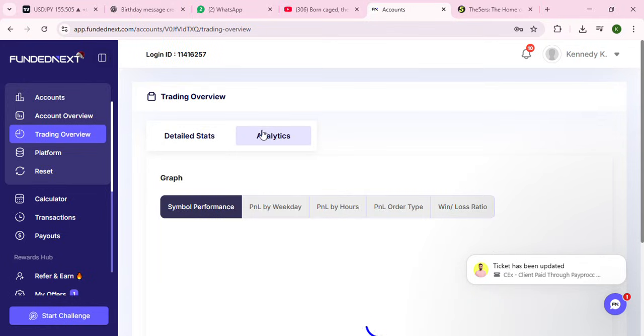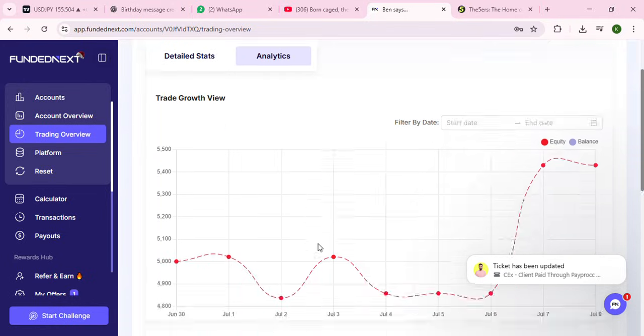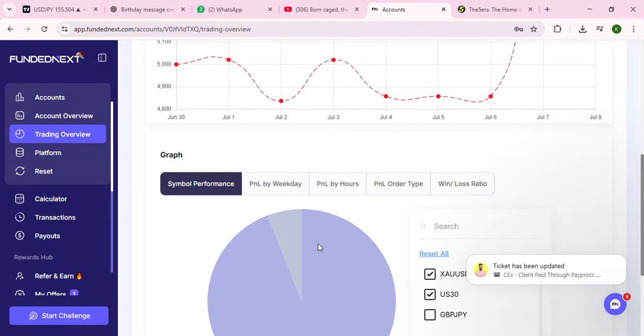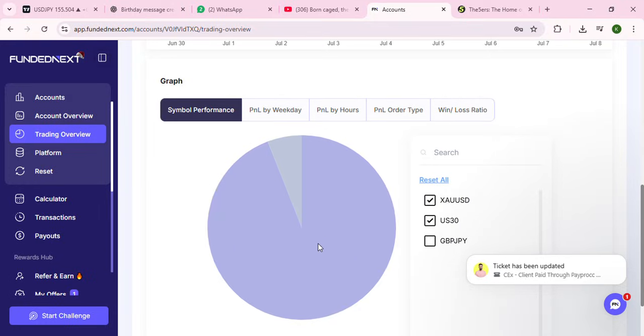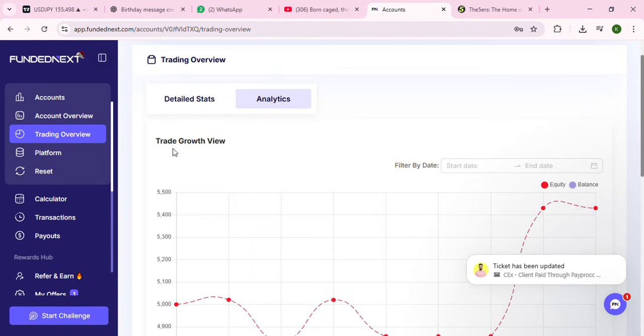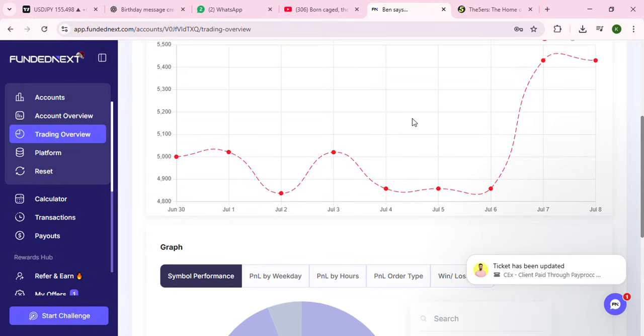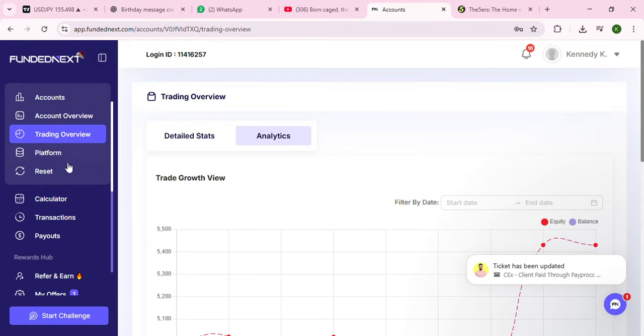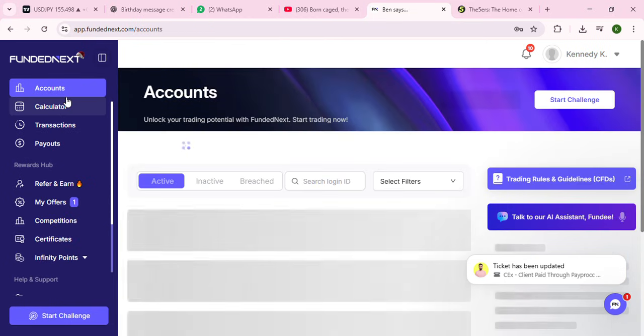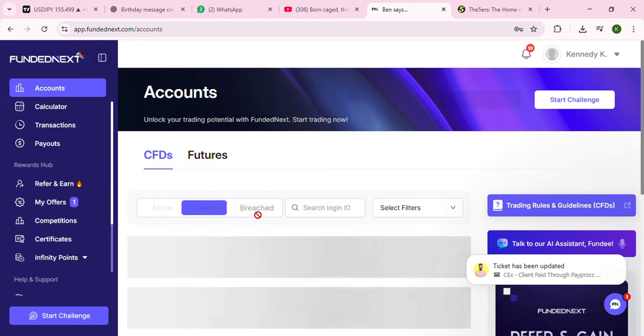On this I traded only gold, if I'm not wrong. Now in this case, I took a trade on US30, and this was on phase 1. But mostly I trade gold. This is the graph. You can see how the graph is. That's my graph there.